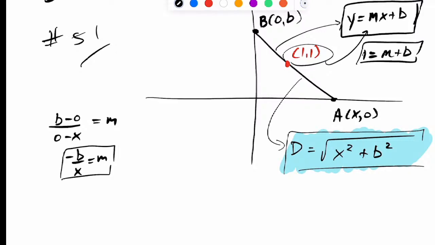There's a lot of information on this page, but I've got this and I've got this, and I just want this to be a function in one variable. So what do I know? From this equation, Daniel, I know that x is going to be negative b over m.